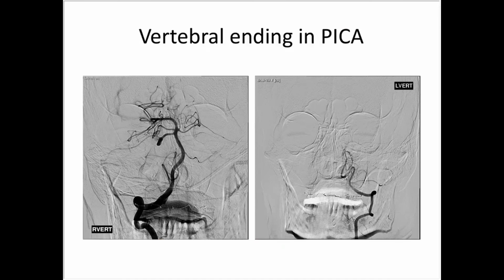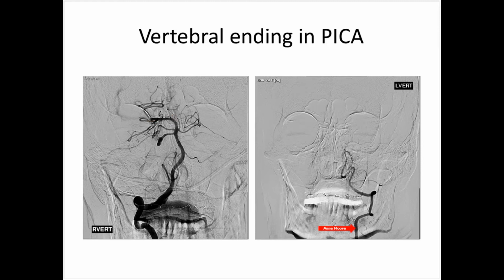And this is a slide that I wanted to show you of what a vertebral ending in the posterior inferior cerebellar artery looks like. This is taken from the same patient. Here is a right vertebral injection. This is the atlas loop, vertebral artery coming up to join the basilar. And this actually does show the right posterior cerebral artery and a missing left posterior cerebral artery, or fetal origin.